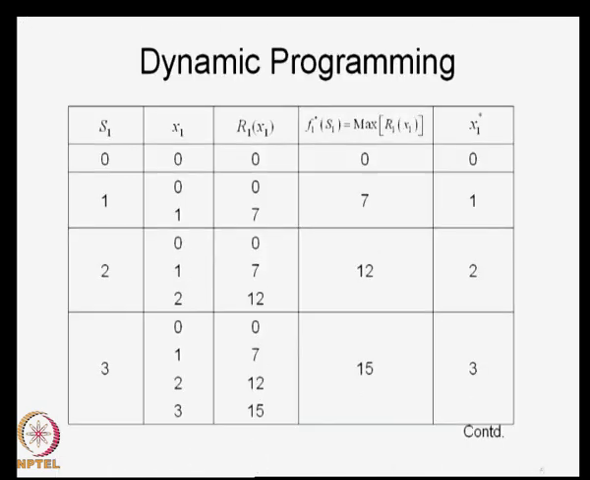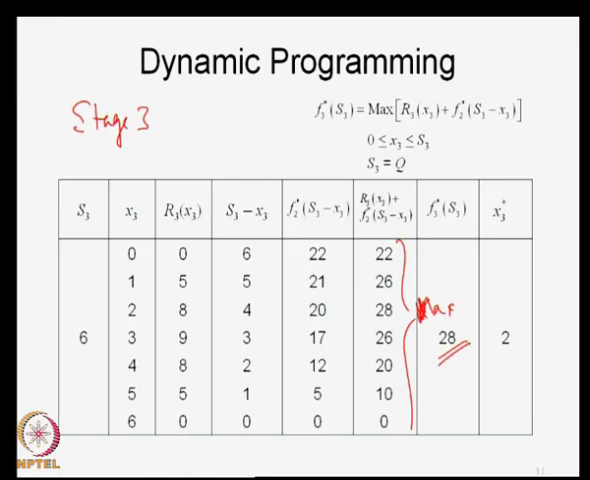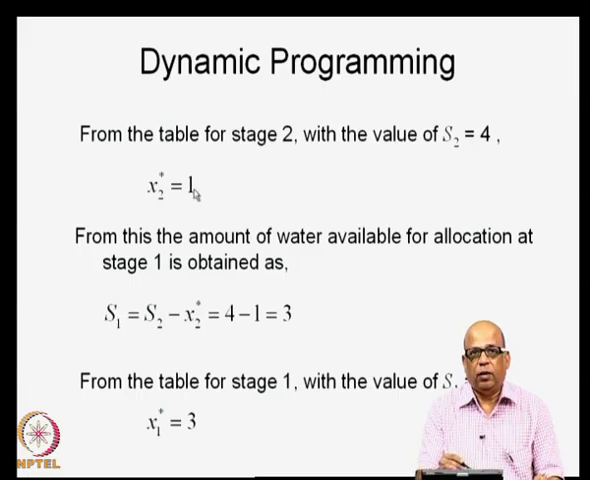With this 3, you go back to stage number 1 calculation, and look at what you should do for S1 is equal to 3. It says if S1 is equal to 3, your X1 star must be equal to 3. So, this is how you trace back the allocations to all the users. So, you got from here X3 star is equal to 2, then you went to stage number 2 calculations, you got X2 star is equal to 1, then you went to stage number 1 calculation and you got X1 star is equal to 3.